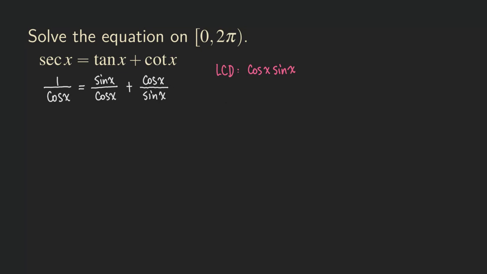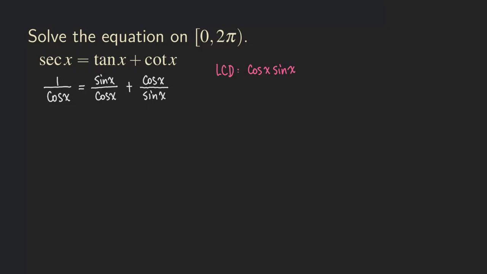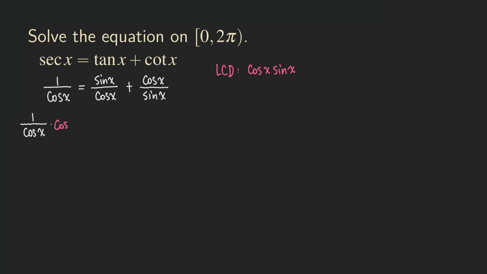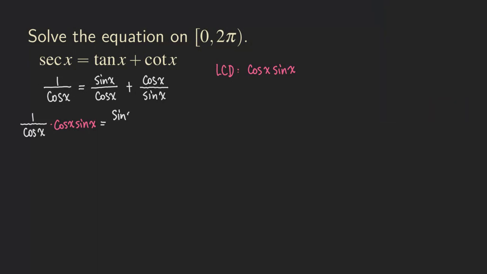So we multiply each term by the LCD. We are going to get an expression that looks like this: 1 over cosine x, times this LCD, cosine x sine x, is equal to sine x over cosine x, times the same LCD, plus the next one, cosine x over sine x, times the LCD as well.